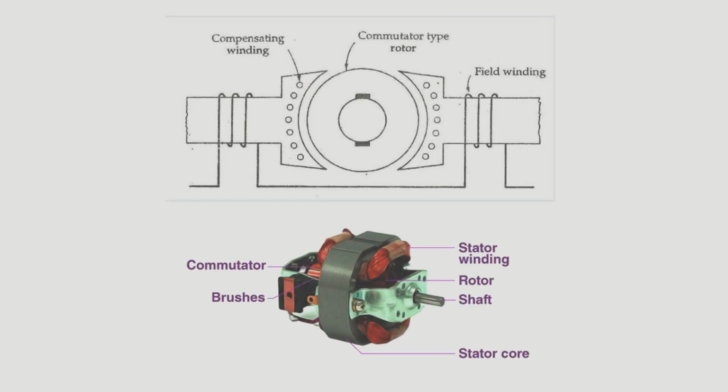This figure shows the diagram of the universal motor along with the actual picture of a universal motor consisting of the stator winding, the rotor shaft, the stator core, the commutator and the brushes. So by providing the compensating winding, we can use the same motor with AC as well as with DC.